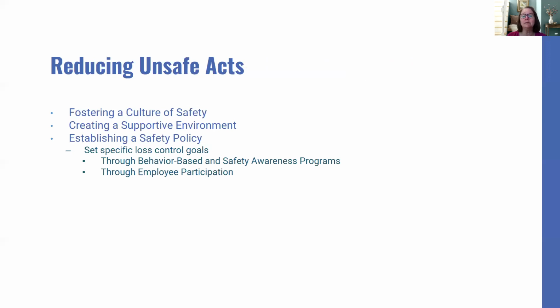So in reducing unsafe acts and fostering that culture of safety, this is what I'm talking about. If you can develop teamwork, good communication, a supportive environment, have good safety policy, establish good awareness policies, create employee participation programs. Companies try all sorts of programs to ensure that this can continue in a very positive way.